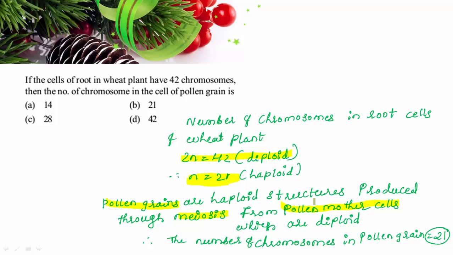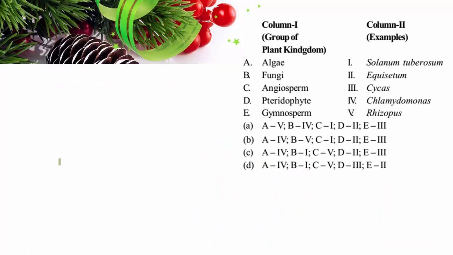Why is it haploid? Because when pollen mother cells undergo meiosis, they produce the pollen grains. And meiosis is reductional cell division. When the diploid number is 42, the produced haploid structures contain half of the chromosomes, and the answer is 21. So option B is the right answer. Then coming to the next question, it is match the following.